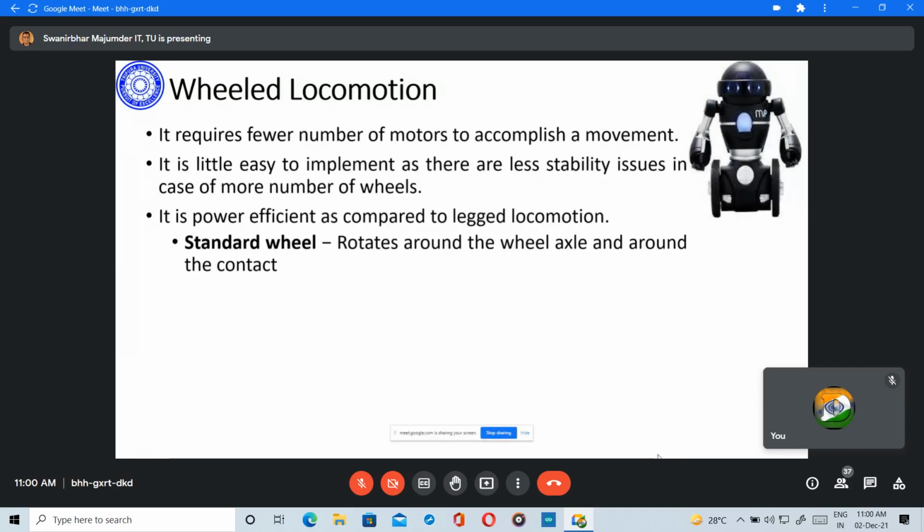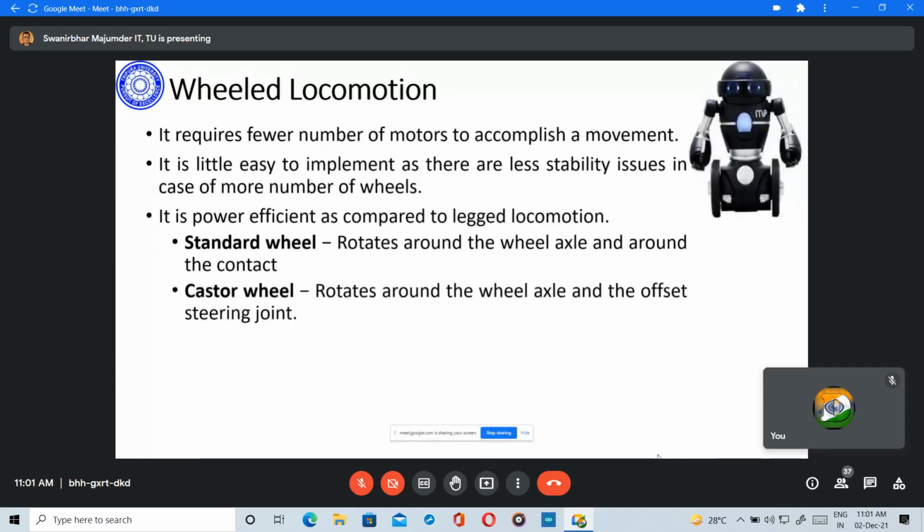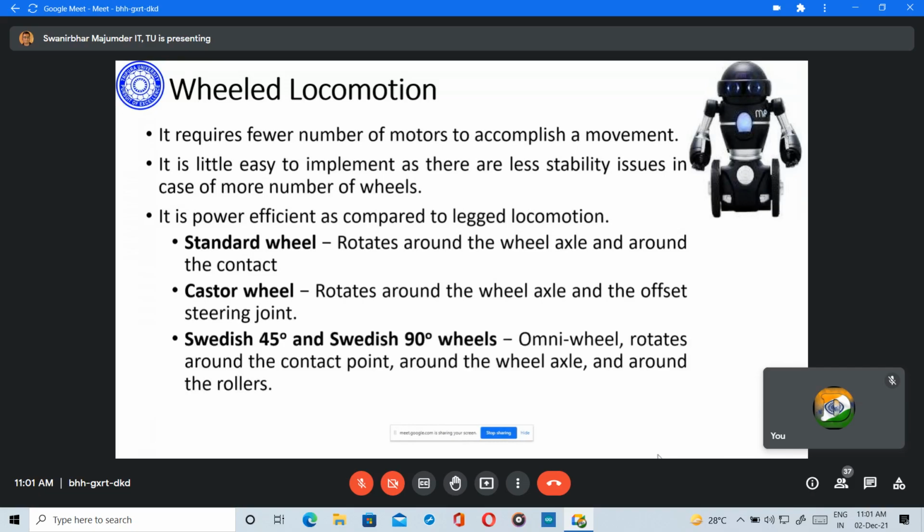So you have standard wheels which rotate around the wheel axle, around the contact. You have caster wheel which rotates around the wheel axle as well as offset the steering joint. You have the steering also. Then you have the Swedish 45-degree and Swedish 90-degree wheels. These are omni wheels and rotate around the contact points, in this side and that side, in both sides.